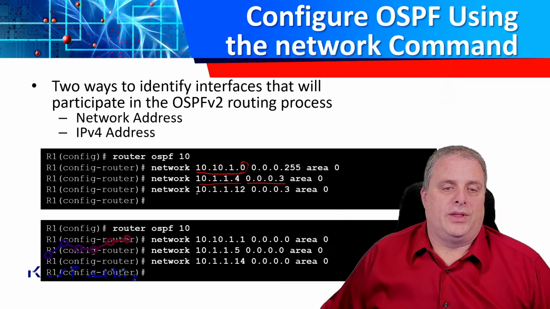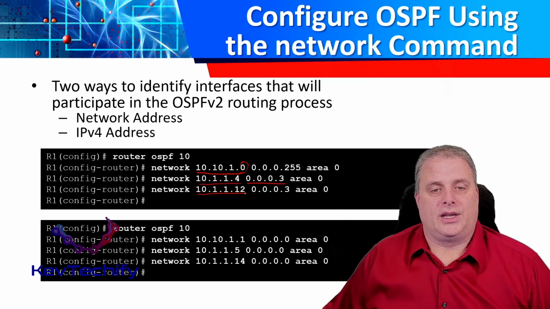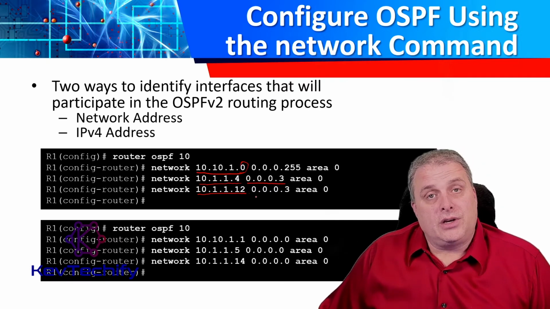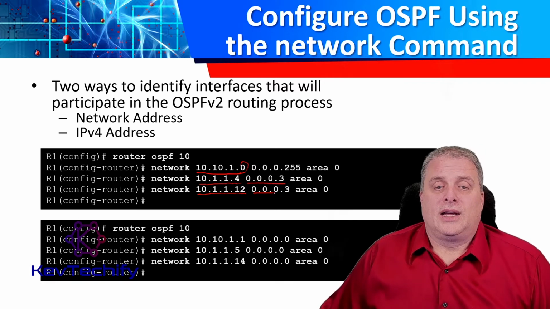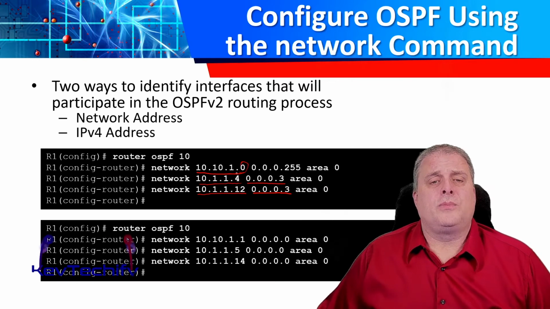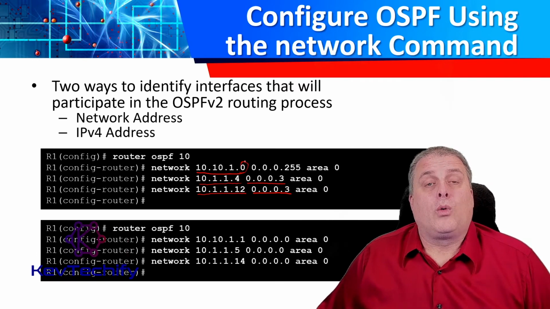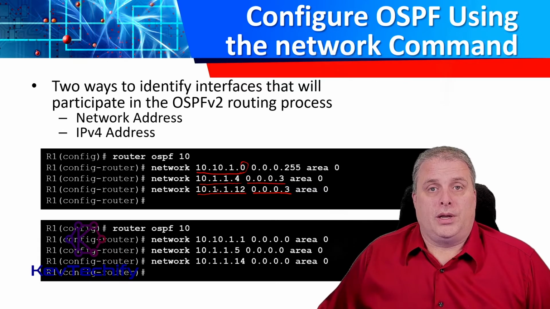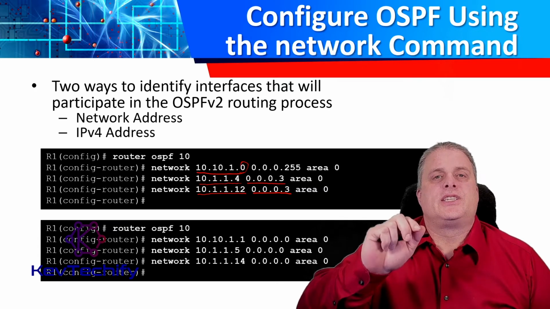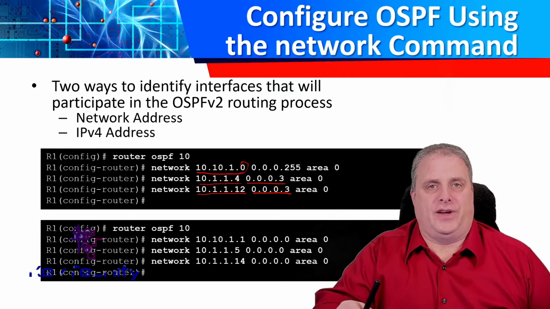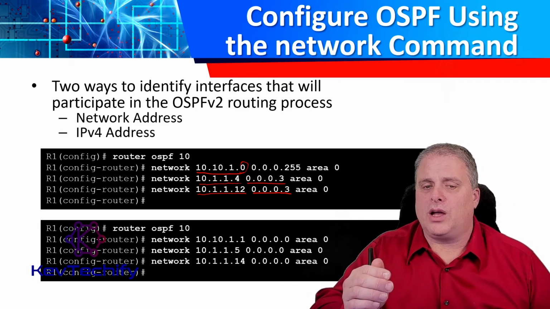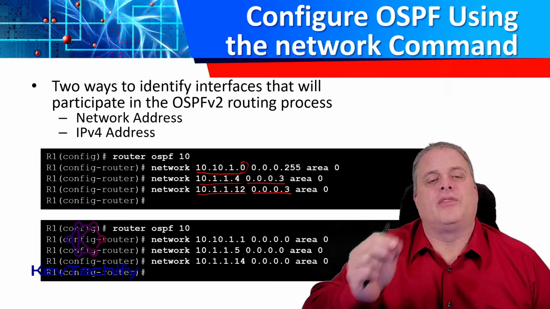And then finally you do that last point-to-point connection here, 10.1.1.12, that has a /30 network. Calculate your wildcard mask, comes out to 0.0.0.3 and on area 0. That'll set up those 3 interfaces from R1 to work with OSPF. The other way to do that is to specify the IP address of the interface, not the network address that IP address on the interface belongs to, but the actual IP address of the interface.